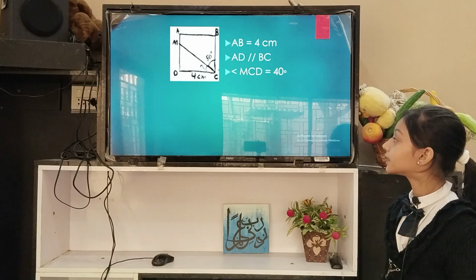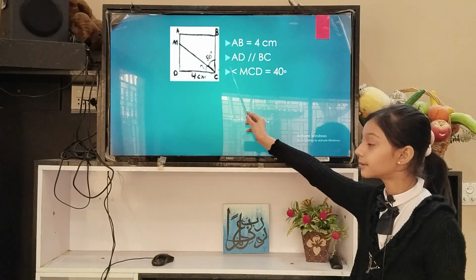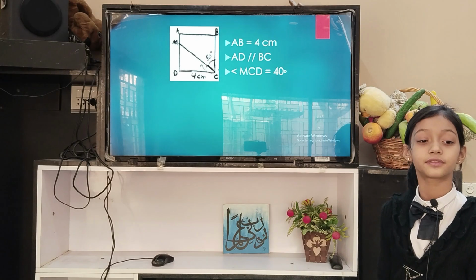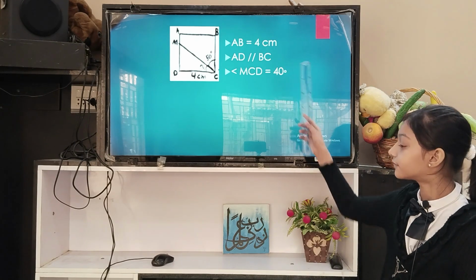Angle MCD is equal to dash degrees. This is the angle MCD. The degree of a whole square corner is 90 degrees and this is 50 degrees. 90 minus 50 is equal to 40. So the answer is 40 degrees.